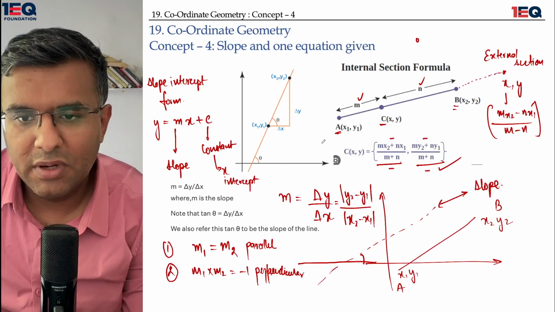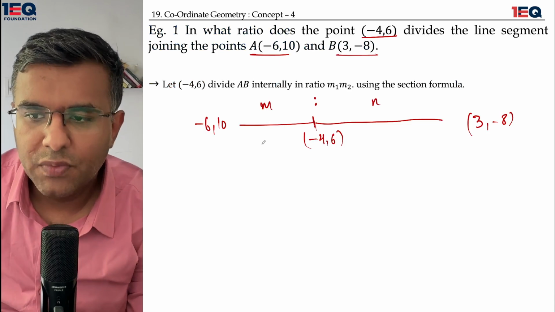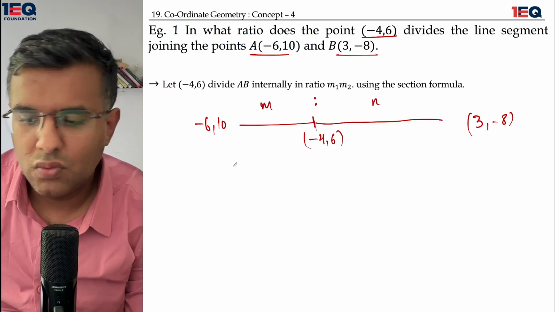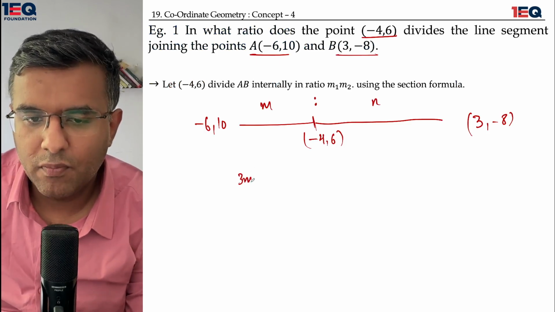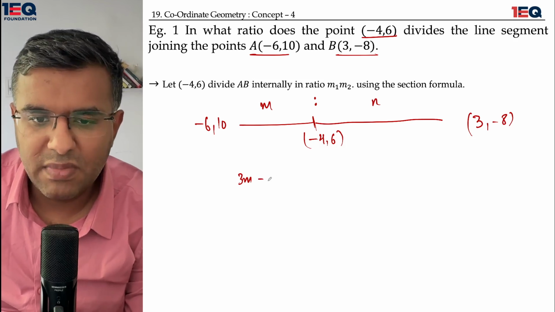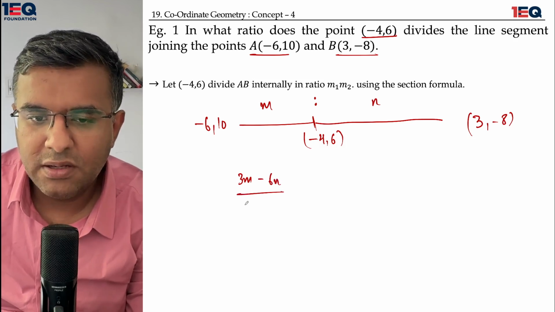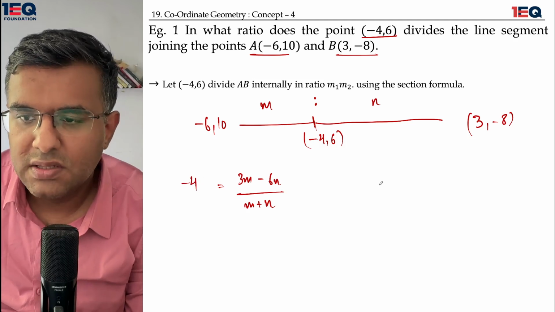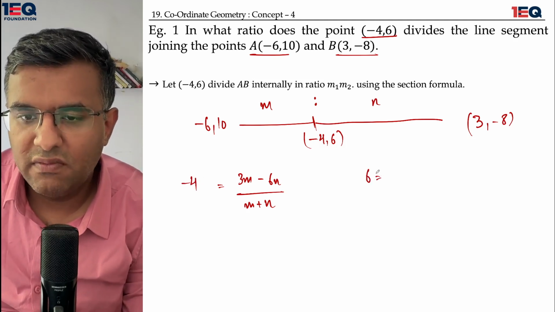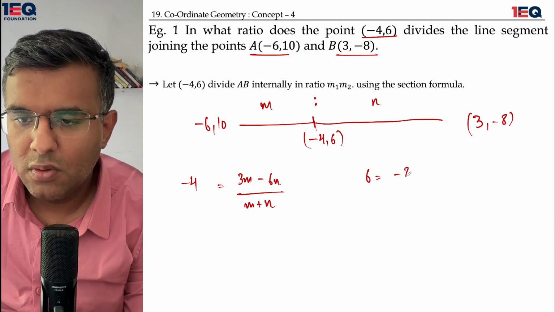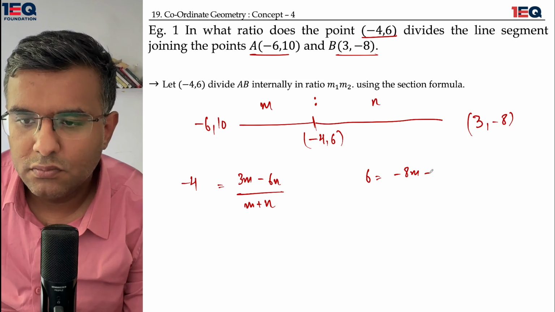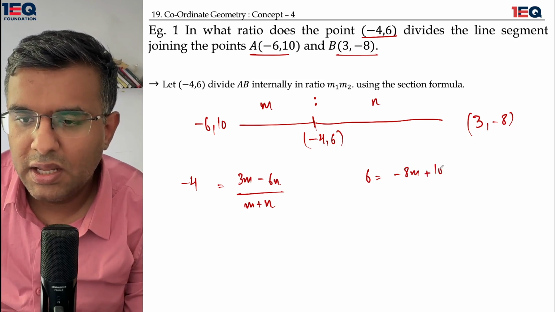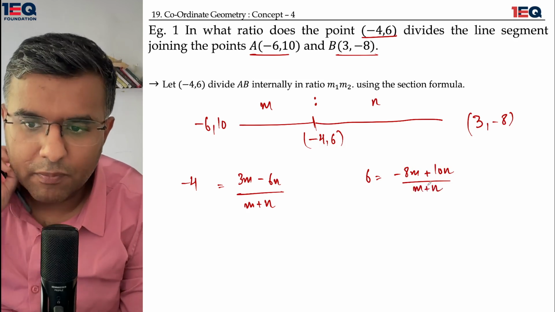We are using the same formula that we talked about over here. So we'll be using mx2, which is 3m, plus nx1, which is -6n, whole upon m plus n. This entire situation is equal to -4. Similarly, when we talk about y, which is equal to 6, it is going to be equal to -8m plus 10n whole upon m plus n.